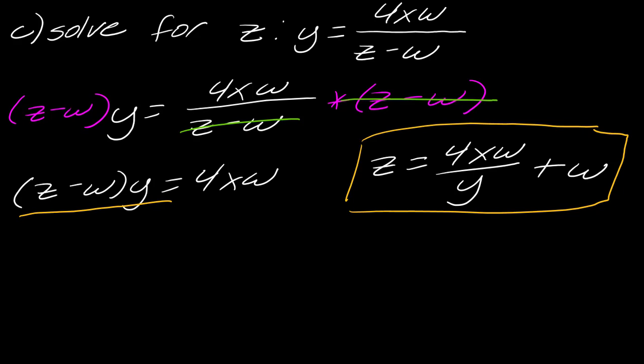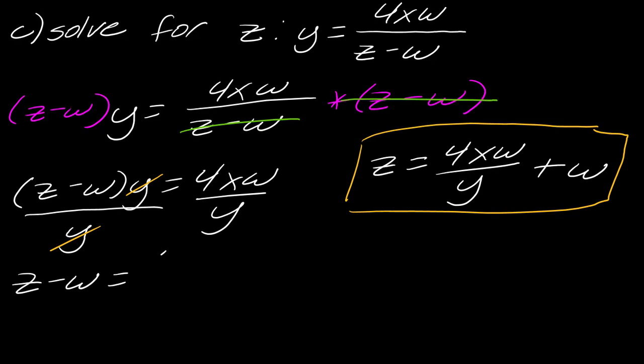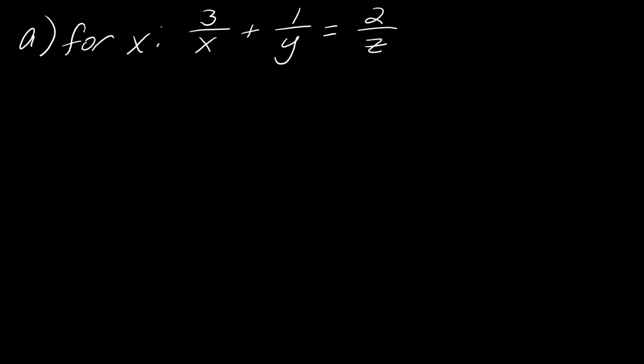Let me do this in white. So I divide both sides by y. Now my y's cancel out here, and I'm left with z minus w equals 4xw over y. And then to finish solving for z, I just add w. And so then what do you get? Well, you get literally right back to this once again. So it doesn't matter which way you want to do it, but I just wanted to point out that there are two ways.